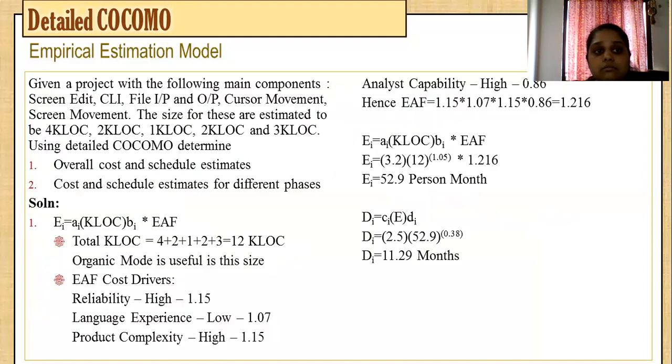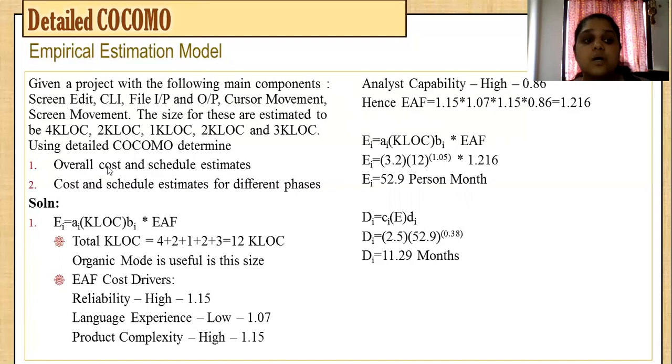Okay, now this is an example which I've taken. Given a project with the following main components: screen edit, command line interface, file input output, cursor movement, and screen movement. These 5 are the basic components in my project. The sizes for these are estimated to be 4, 2, 1, 2, and 3 KLOC respectively. Using detailed COCOMO, you are supposed to determine the overall cost and schedule estimates, and cost and schedule estimates for different phases.